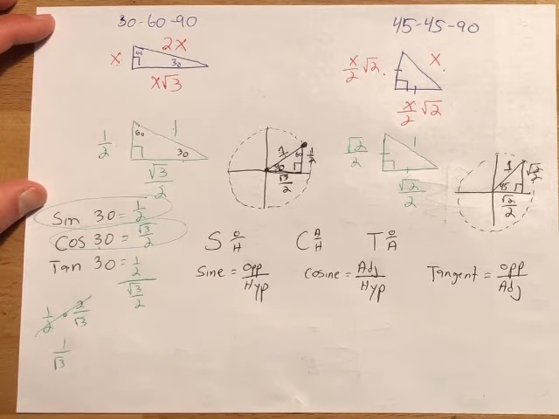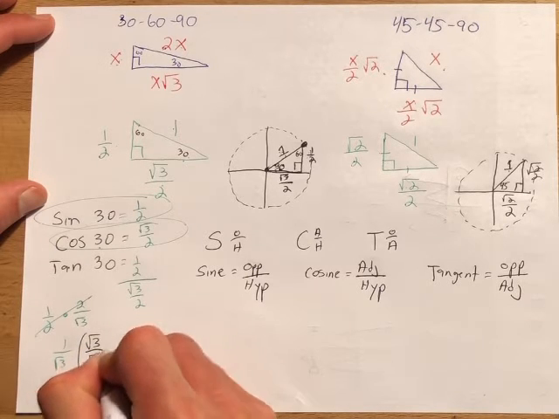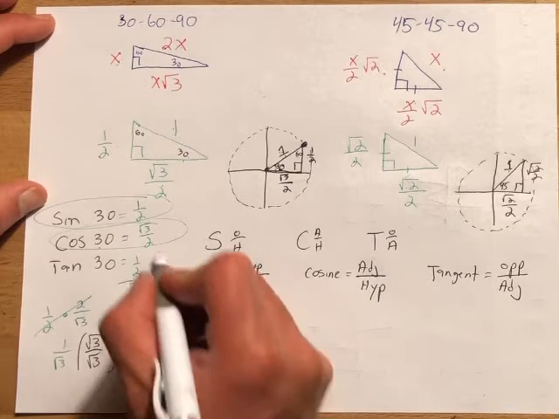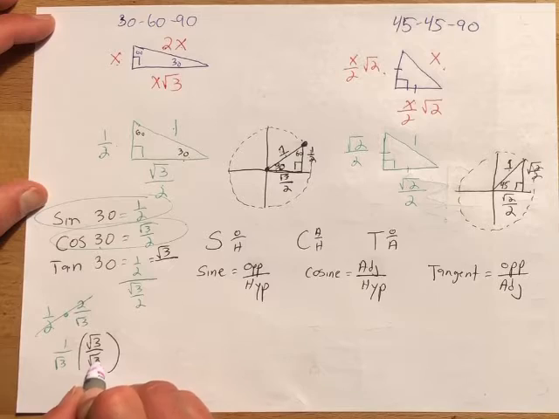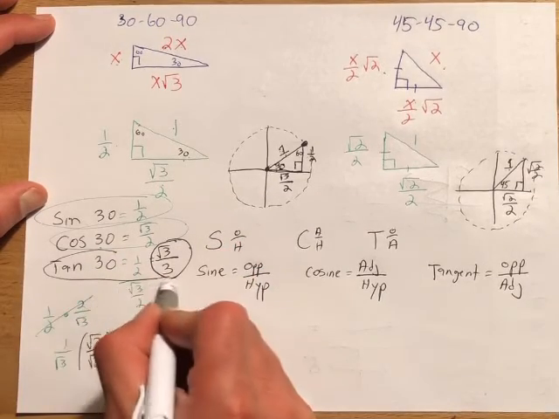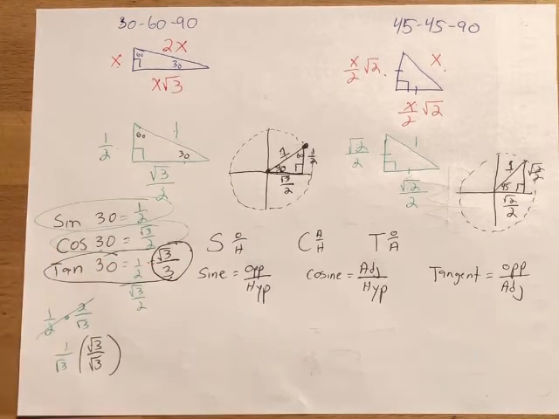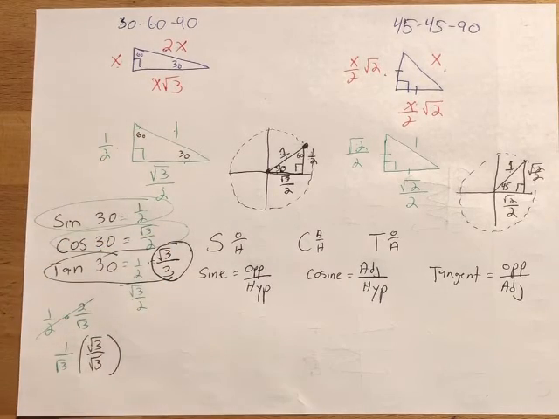But remember, I cannot have 1 over root 3 because I have a root on the bottom, so I have to simplify it by multiplying it by a special form of 1. So 1 times root 3 is equal to root 3. Root 3 times root 3 is the square root of 9, which is just 3. So if you were to plug tangent of 30 degrees into your calculator, it's going to spit you out the exact same answer as whatever square root of 3 divided by 3 is.